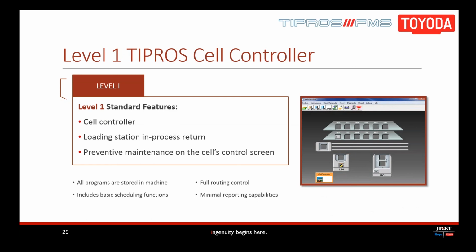All right, level 1, what we have is transfer control. The system is managed through the cell controller. All programs and work offsets are held in the machine's memory. It also includes a basic scheduling function and full routing capability, meaning that we can call all our pallets to the load station or through the machine through the cell controller. Also, we have minimum reporting capability.